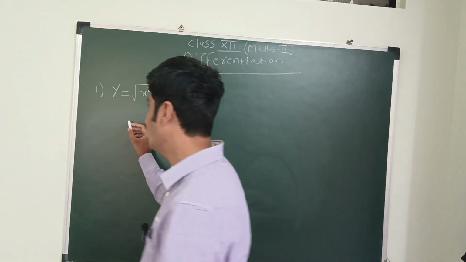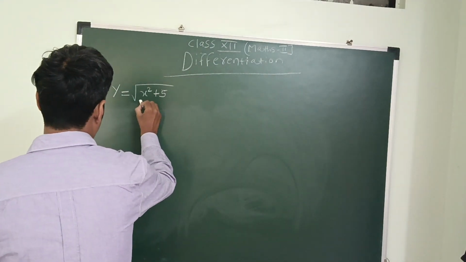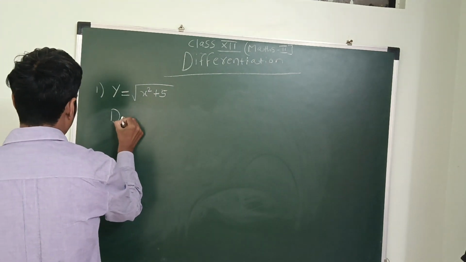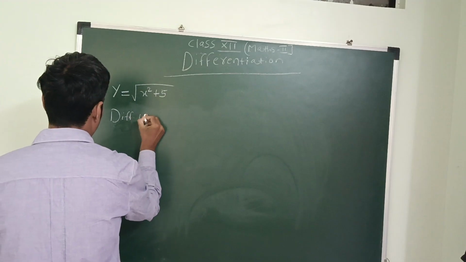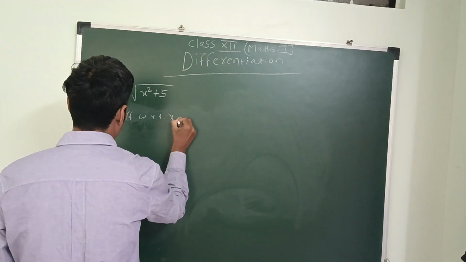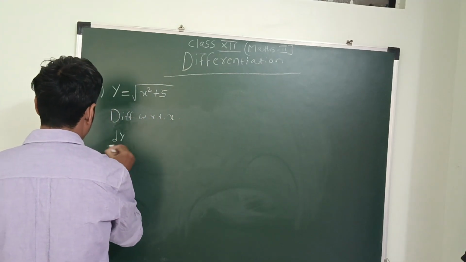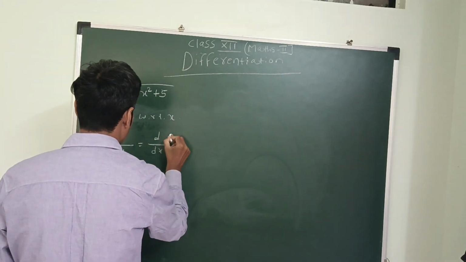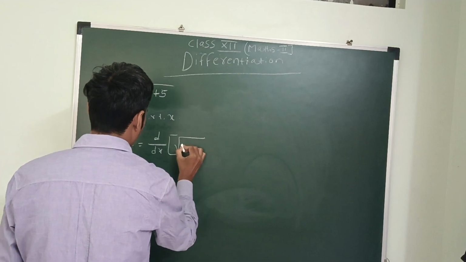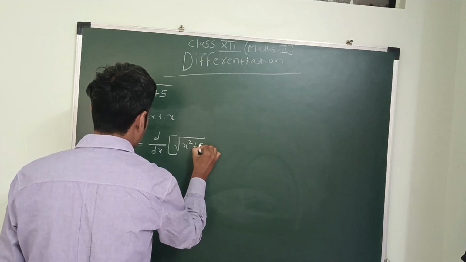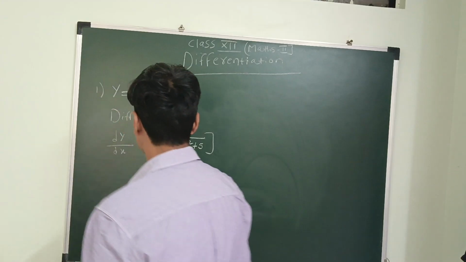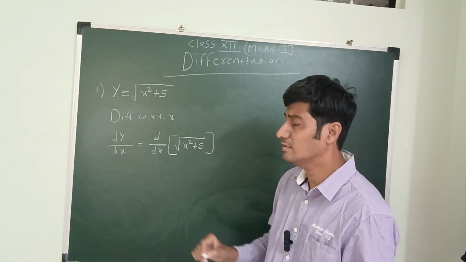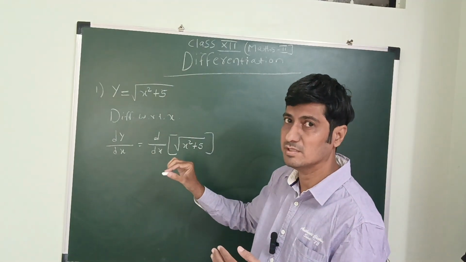The first problem is y is equal to square root of x square plus 5. Now differentiate with respect to x. dy by dx is equal to d by dx of square root of x square plus 5. Now in this differentiation you have to remember that there will be two differentiations.